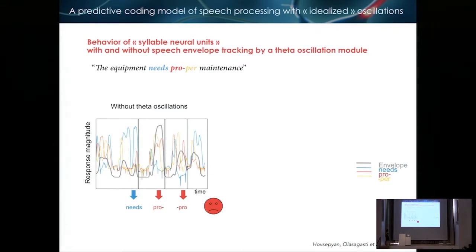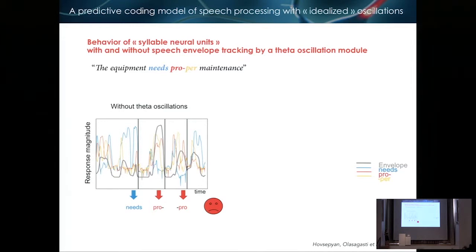So just to give you a sense of the behavior of the model, this is a sentence we try to decode: "The equipment needs proper maintenance." I'm going to show you for these 3 syllables what's going on. So here, for "needs," you see the blue at the end wins, so it's a correct recognition. "Pro," you see the red winning at the end, it's correct. And here, you have at the end something that is more yellow, and it doesn't work.